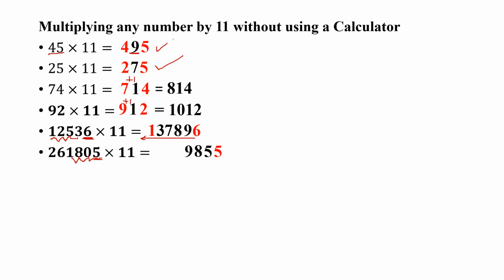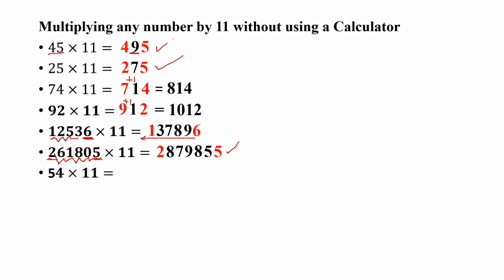The next one is the sum of 1 and 6, which is 7. The next one is the sum of 6 and 2, which is 8. And the last one is 2 itself, like this. And this one is the product of the whole of this number and 11.